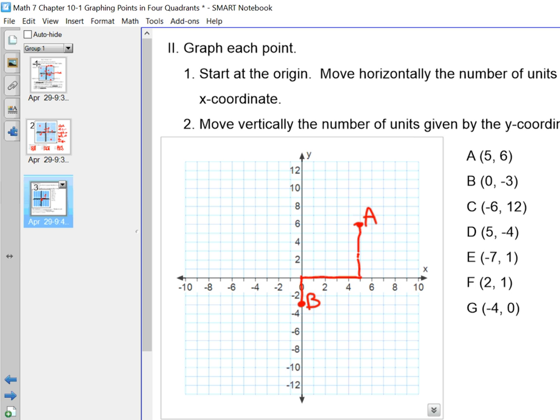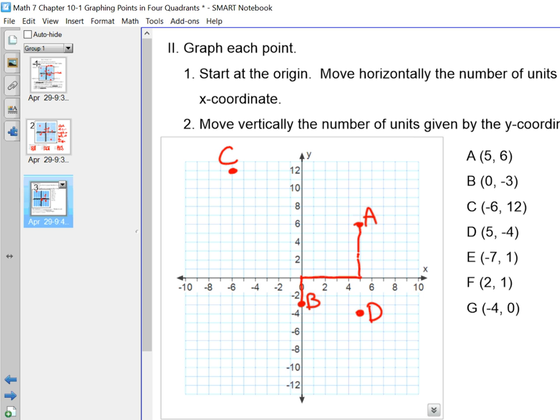For point C, we're going to go 6 units to our left and 12 units up. Now you don't have to draw in all the lines. You can do it by just moving your pencil over the point and then moving up. Negative 6, 12. Point D is 5, negative 4. We've already been to 5 once, so we're going to go down to negative 4. And that will be point D.